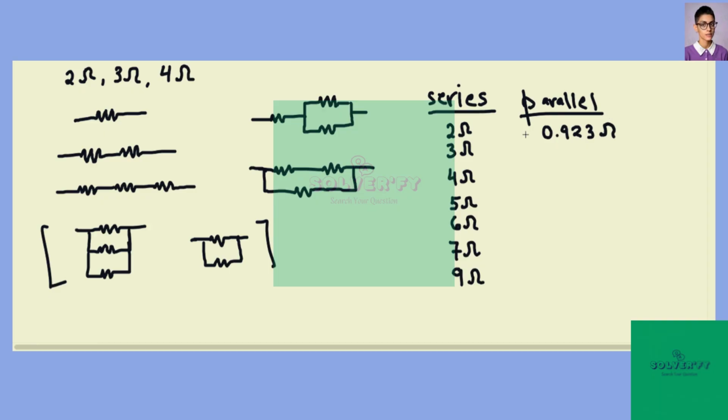And then when we have the 2 ohm and 3 ohm resistor, we're going to have 1.2 ohms. When we have the 2 and 4 ohm resistor, we'll have an equivalent resistance of 1.33 ohms. And with the 3 and 4 ohm resistor in parallel, we'll have an equivalent resistance of 1.71 ohms.